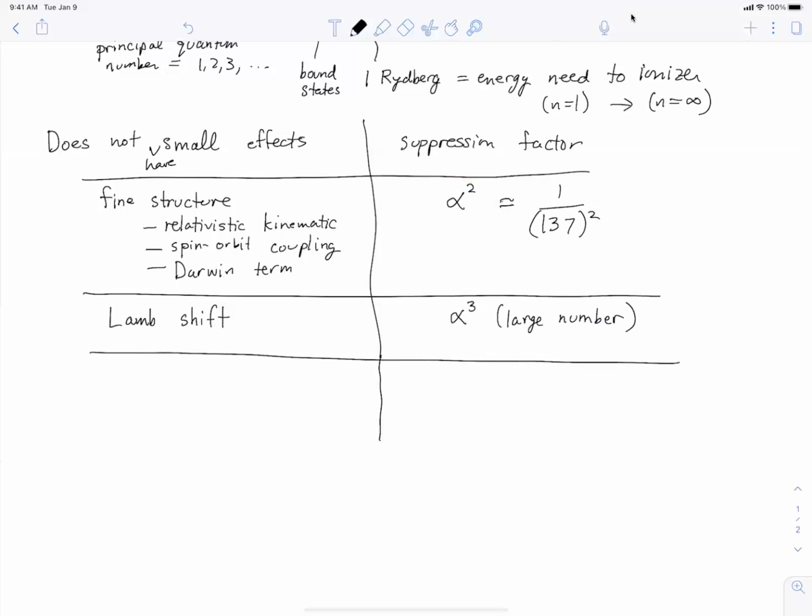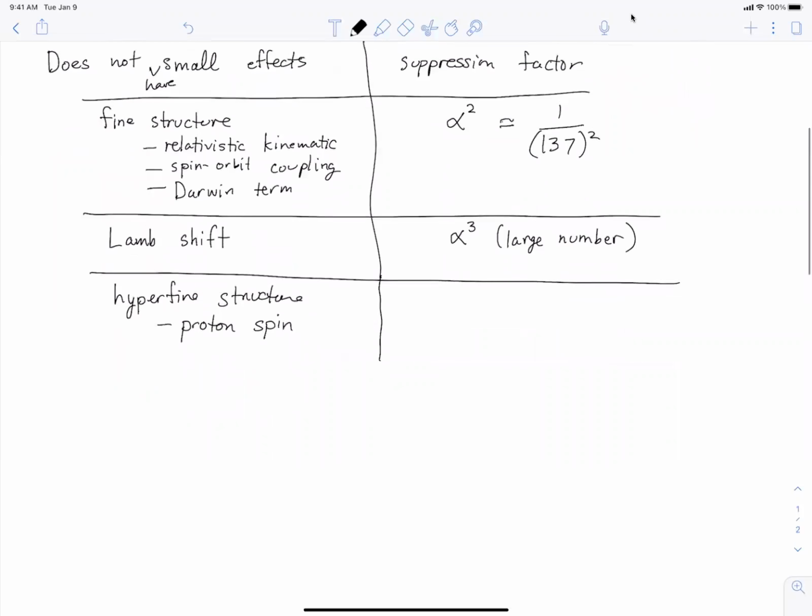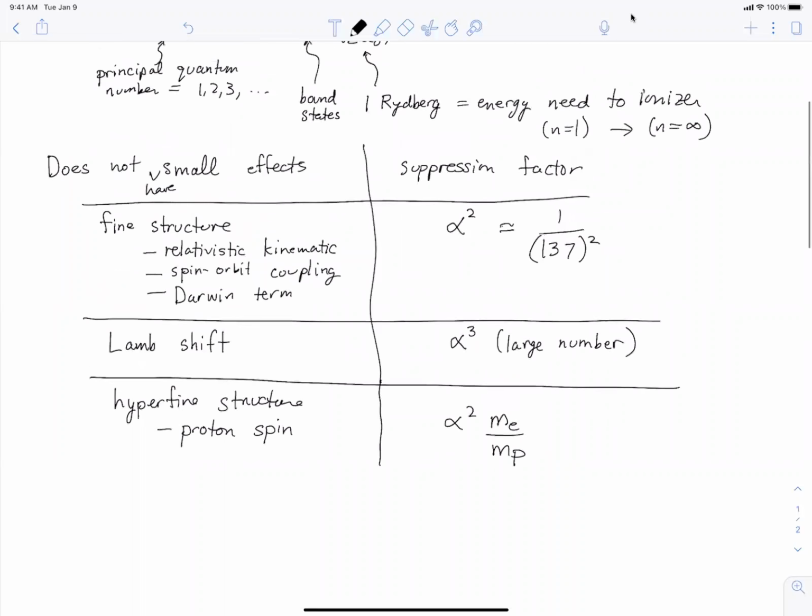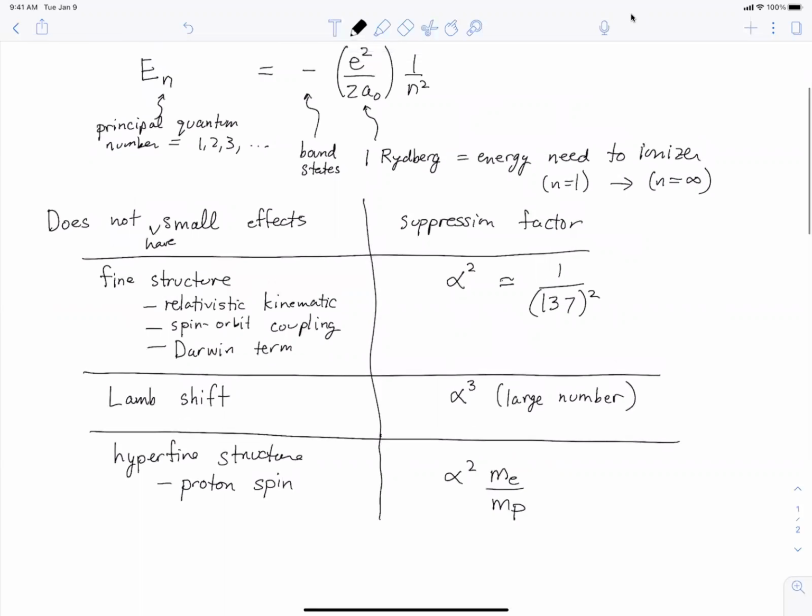And then there's something called the hyperfine structure. That's basically due to the proton spin in the hydrogen atom. It's also suppressed by alpha squared, but also suppressed by the mass of the electron divided by the mass of the proton, which is a very small number. So those are all the effects that you have to include to really get the hydrogen atom right. But we can sort of neglect them today.